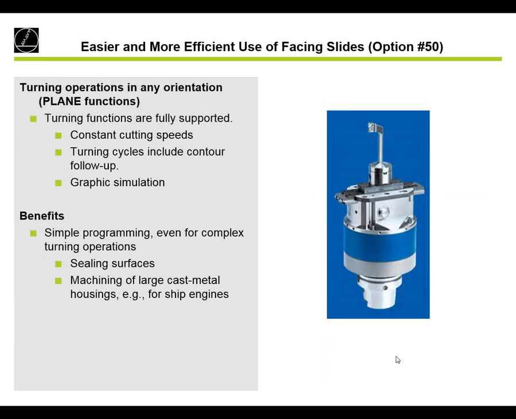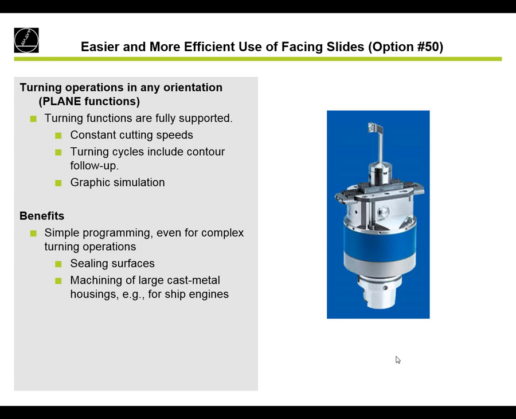For mill turn machining, you often need a special mill turn machine because you need a special table axis which can do a lot of RPM for the mill turn machining.